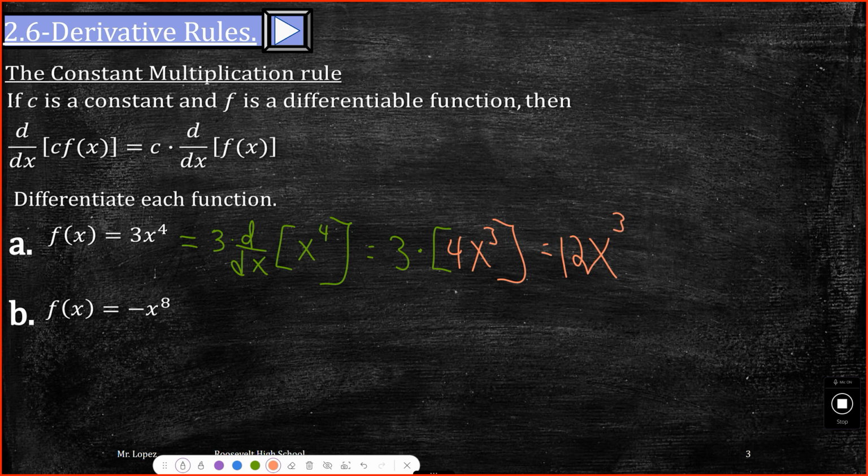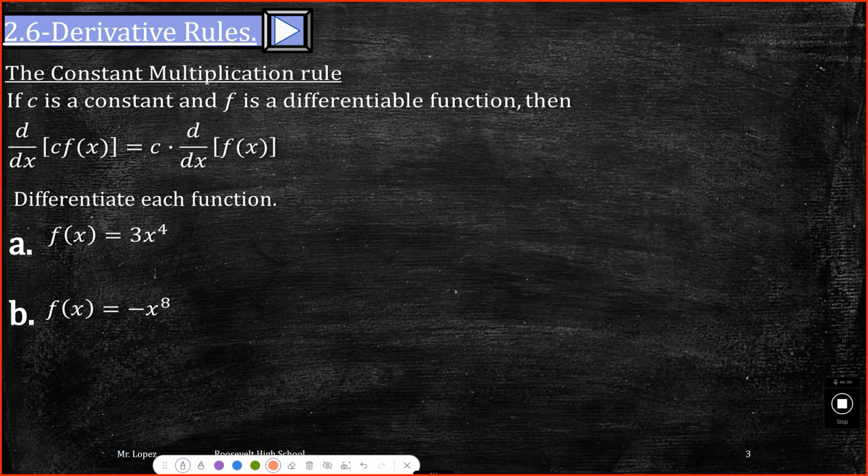You've got a constant in the front right here. You just multiply that constant with that 4. So in reality, you shouldn't be taking that long. It's just 4 times 3, which is 12, x to the third.